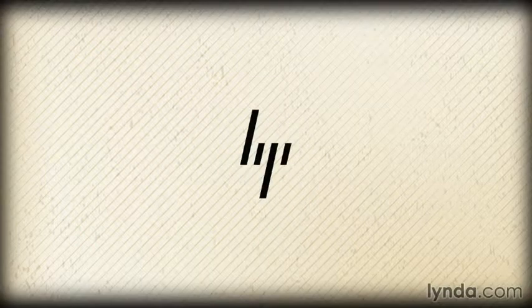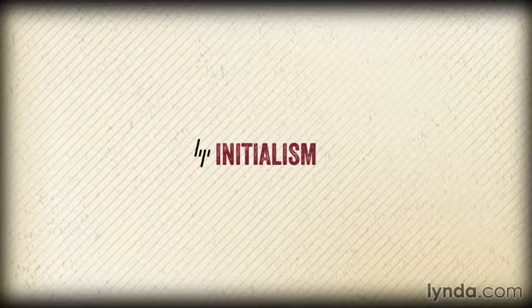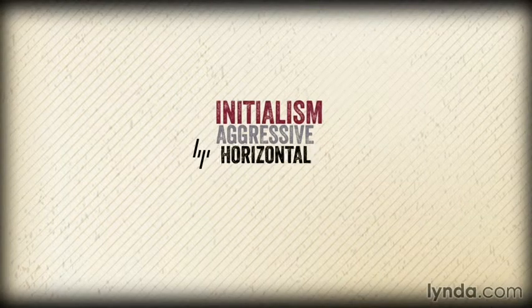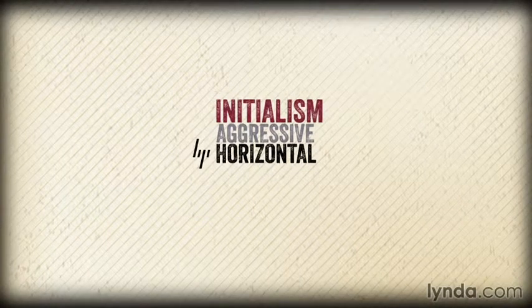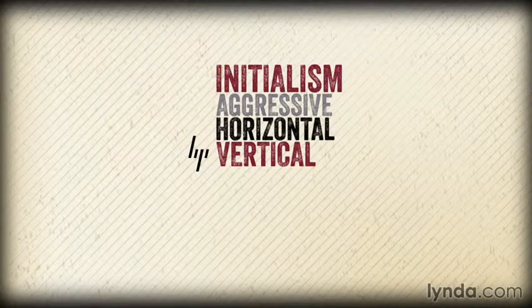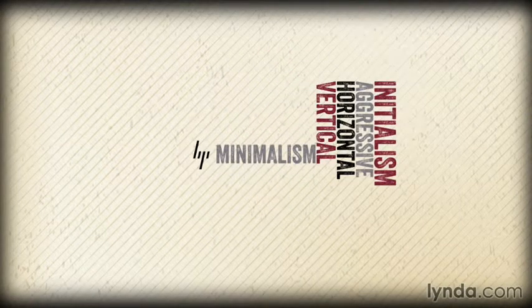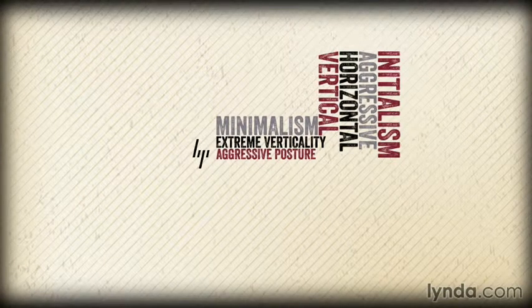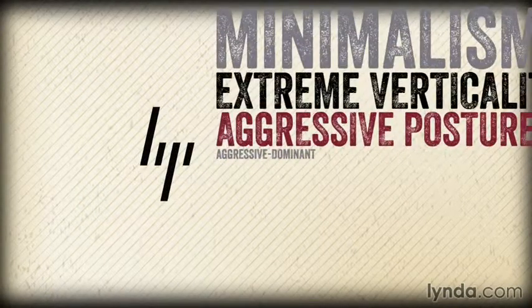In this Hewlett-Packard logo exploration, the HP initialism was also placed at a forward angle to give it an aggressive posture. But then it was made even more aggressive by removing all of the horizontal lines, leaving 4 vertical lines. The exploratory goal was minimalism, but the extreme verticality combined with its aggressive posture made this a very aggressive dominant logo. Too aggressive for a consumer electronics company. HP was right not to adopt it.